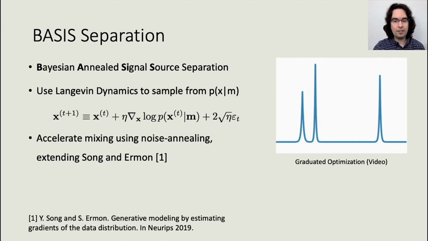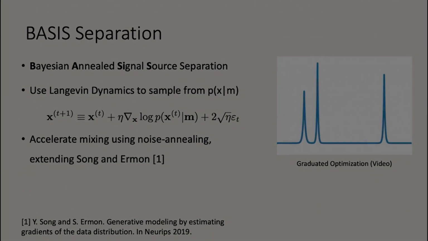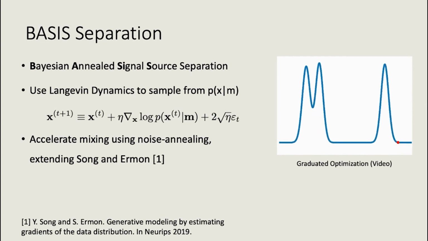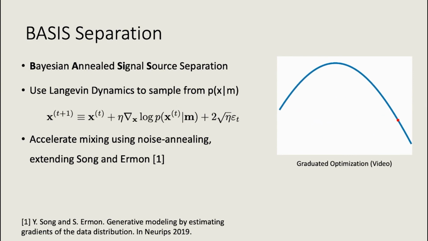The problem is that the likelihood surface is highly non-smooth and non-convex, which is illustrated by the cartoon distribution on the right. We accelerate Langevin dynamics using a form of graduated optimization, which we adapt from the recent paper by Song and Ermon. The idea is twofold.